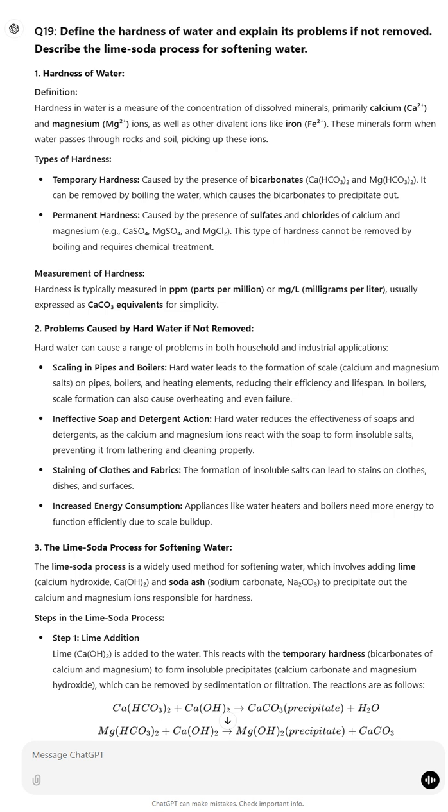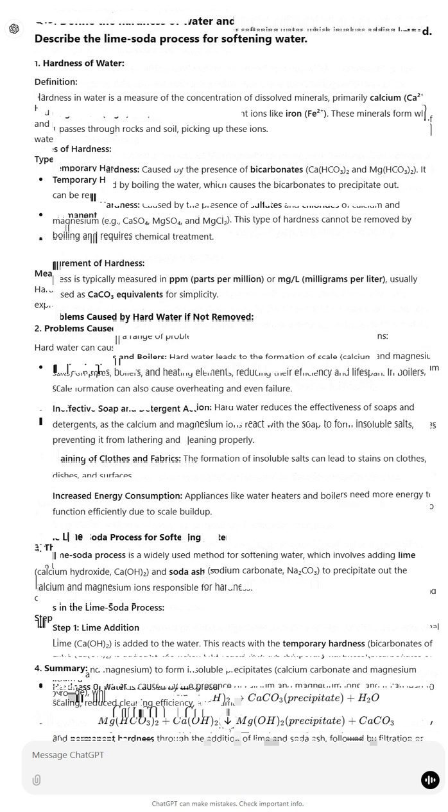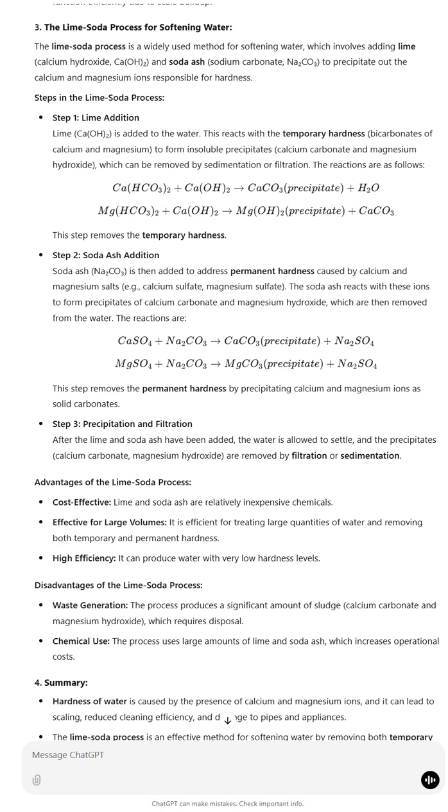3. The lime soda process for softening water. The lime soda process is a widely used method for softening water, which involves adding lime, calcium hydroxide, Ca(OH)2, and soda ash, sodium carbonate, Na2CO3, to precipitate out the calcium and magnesium ions responsible for hardness. Steps in the lime soda process. Step 1. Lime addition. Lime, Ca(OH)2, is added to the water. This reacts with the temporary hardness, bicarbonates of calcium and magnesium, to form insoluble precipitates, calcium carbonate and magnesium hydroxide, which can be removed by sedimentation or filtration.